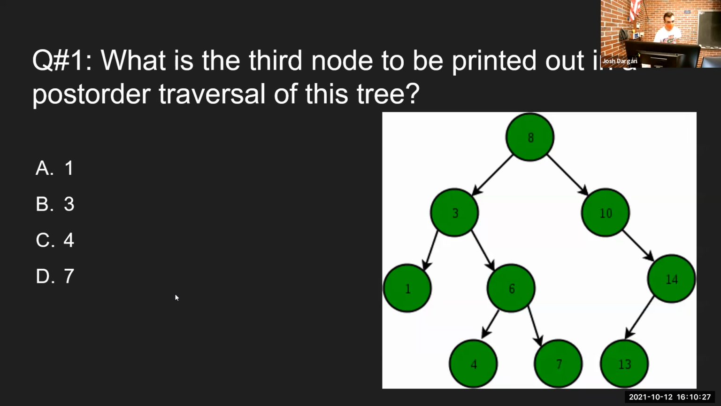So the answer here is, okay, it is D. And you can see that from the post-order traversal, we visit the left subtree, then the right subtree, then the node itself. So we go all the way down to 1, which is the leftmost node. Then we go back up to 3 and we visit its right subtree. We're at 6, we visit its left subtree, which is 4. And then we visit 6's right subtree, which is 7. So 7 is the third node to be printed out in this post-order traversal. Any questions?